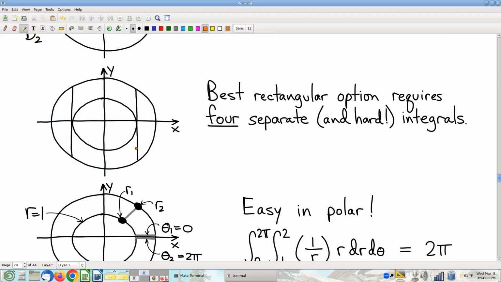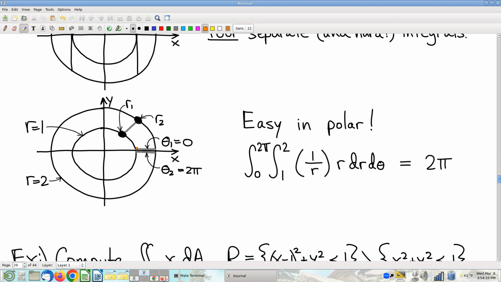Okay, so here's the move. Use polar coordinates. Our theta slices, no problem. Our theta slices, you'll notice, go all the way around. So theta slices just go from 0 to 2 pi. No problem.